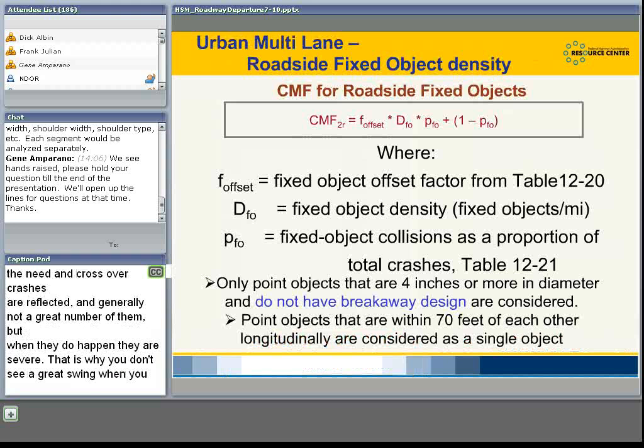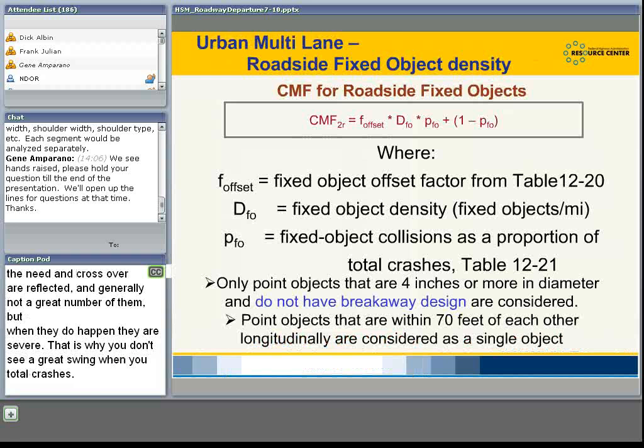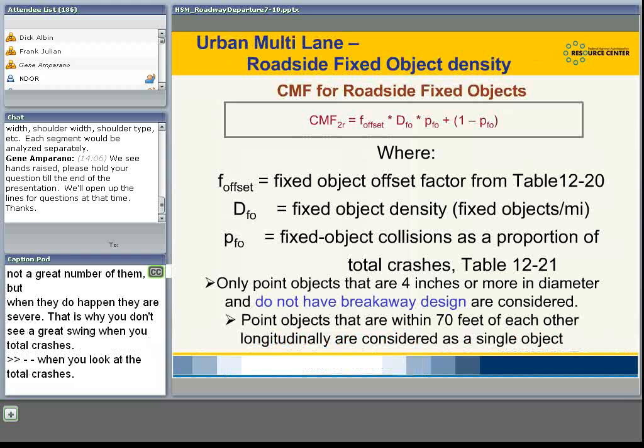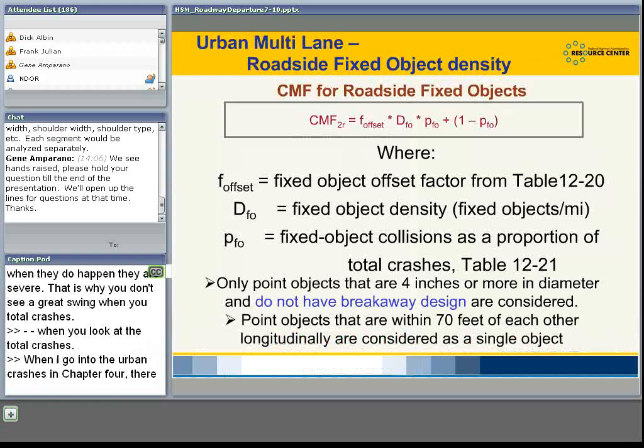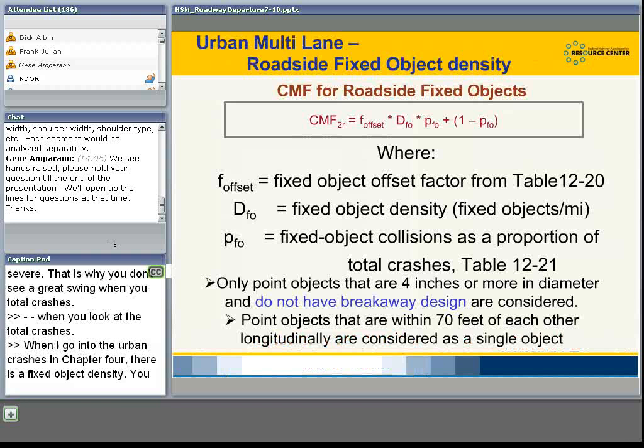And when you think about how median crossover crashes are reflected, they're generally not a great number of them, but when they do happen, they're severe. So that's why you don't see a great swing when you're looking at total crashes.